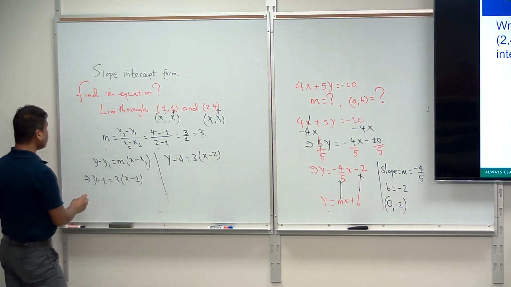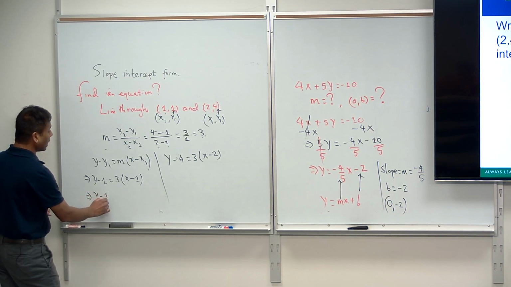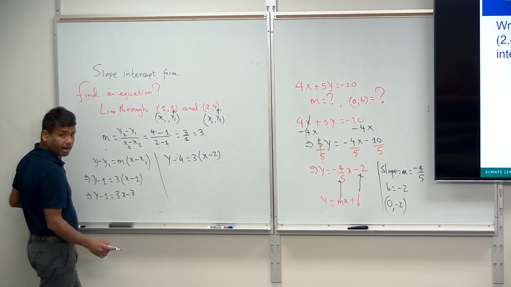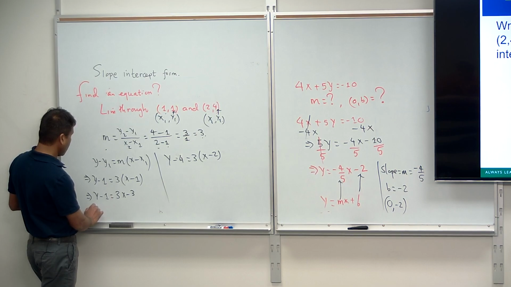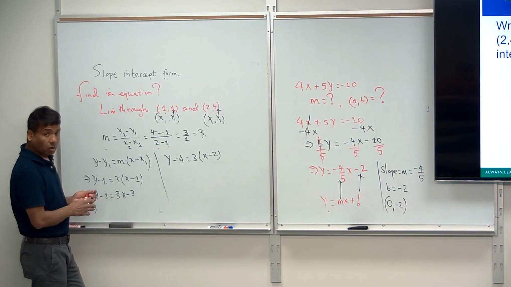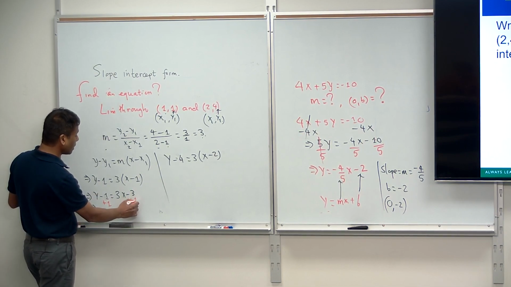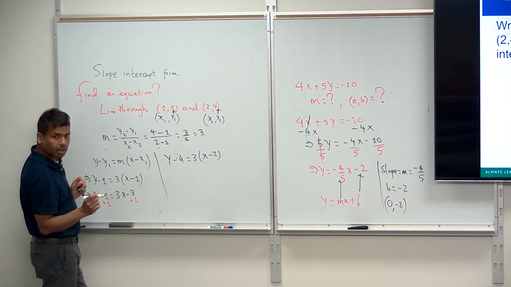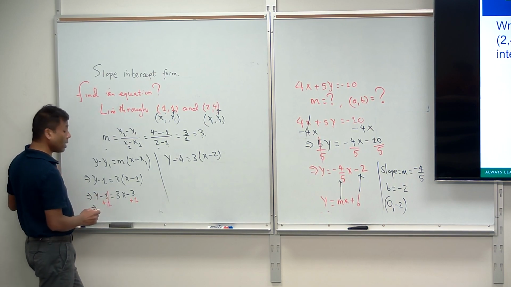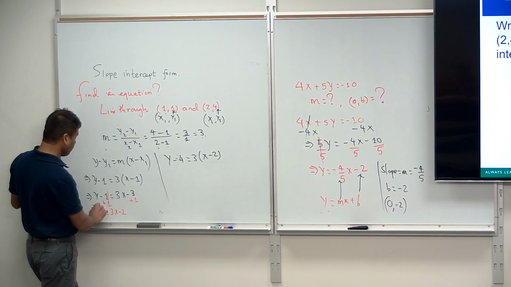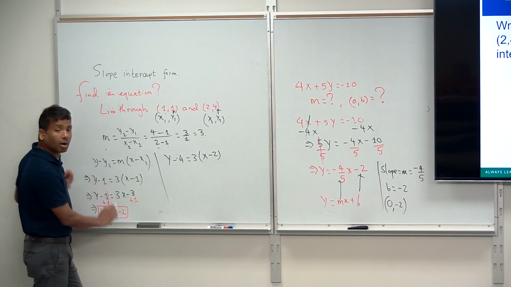Let's see. So y minus 1 equals, you distribute the 3, so this is 3x, and 3 times negative 1 is negative 3. Then you want to write in slope intercept form, so you add 1 on both sides. The negative 1 and positive 1 cancel. So you have y equals 3x, negative 3 plus 1 is minus 2. Y equals 3x minus 2.